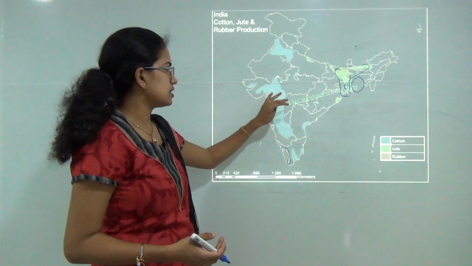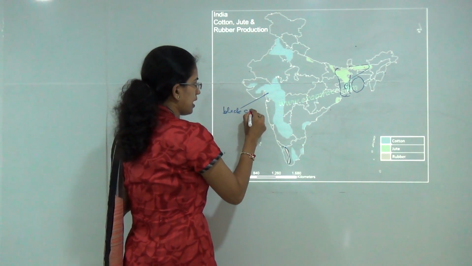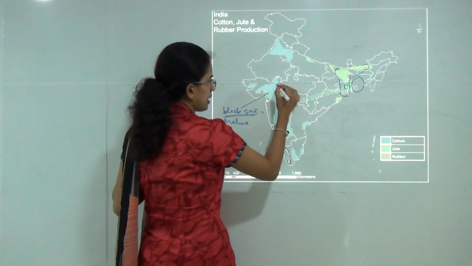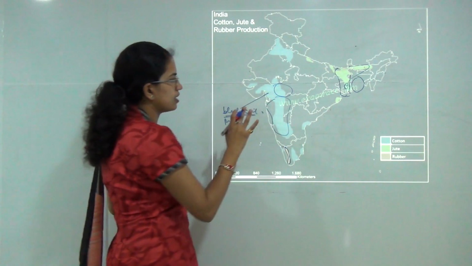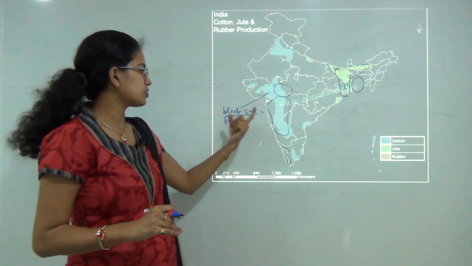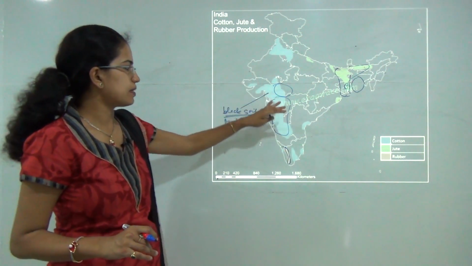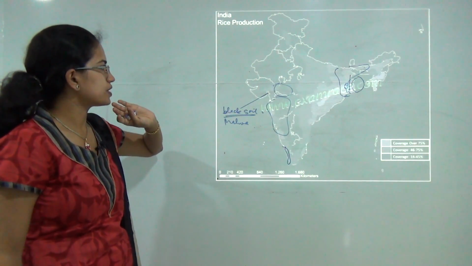Cotton, as you can see, is found mainly in the regions of black soil. So you have the Deccan region and the Malwa plateau. The Malwa plateau of Madhya Pradesh and the Deccan plateau are the major regions where you can see black soil and cultivation of cotton. So you have Gujarat, Maharashtra, parts of Karnataka and Punjab, Haryana where you have cotton production.